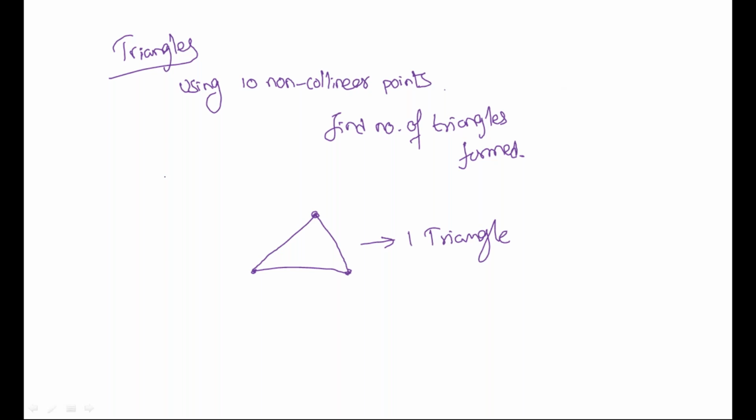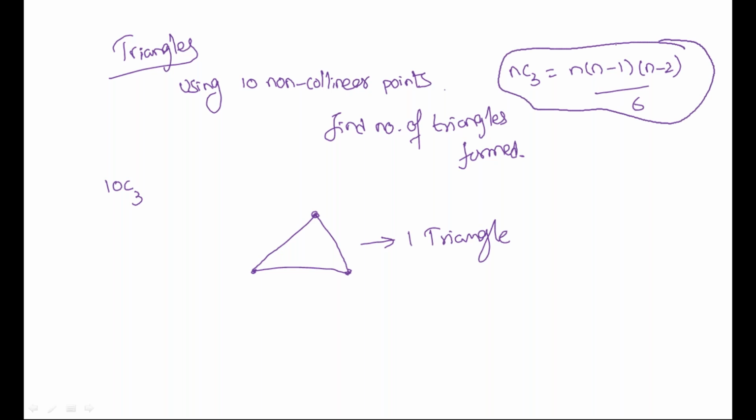So now we have 10 non-collinear points. You require 3 for that, so 10C3 will give you the answer. NC3 is actually using the combinations formula: n into n minus 1 into n minus 2 by 6. This is what NC3 is all about.